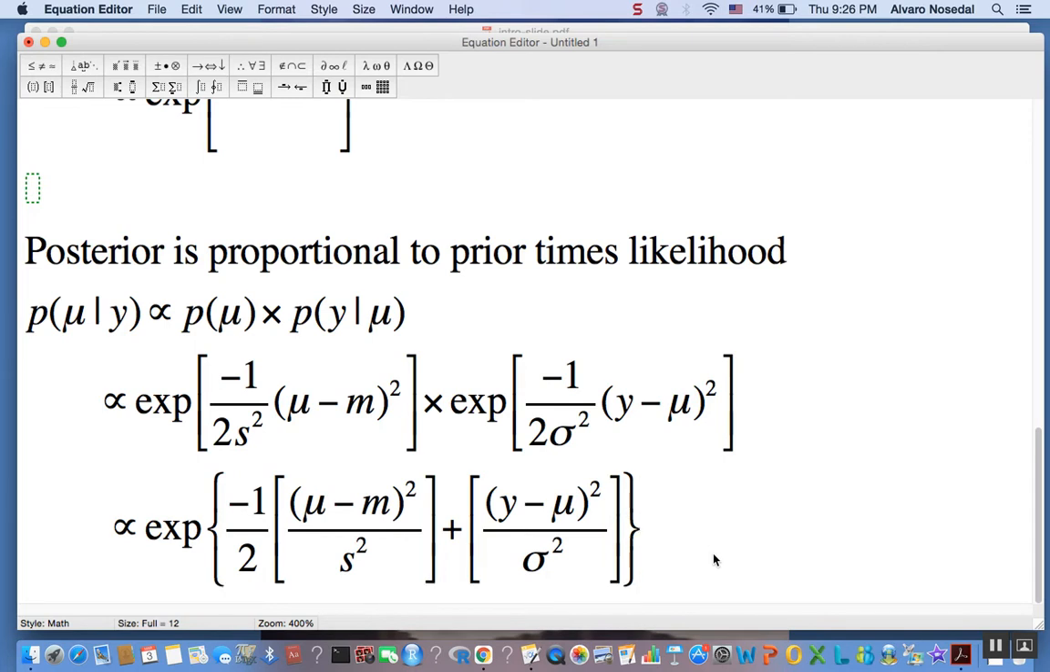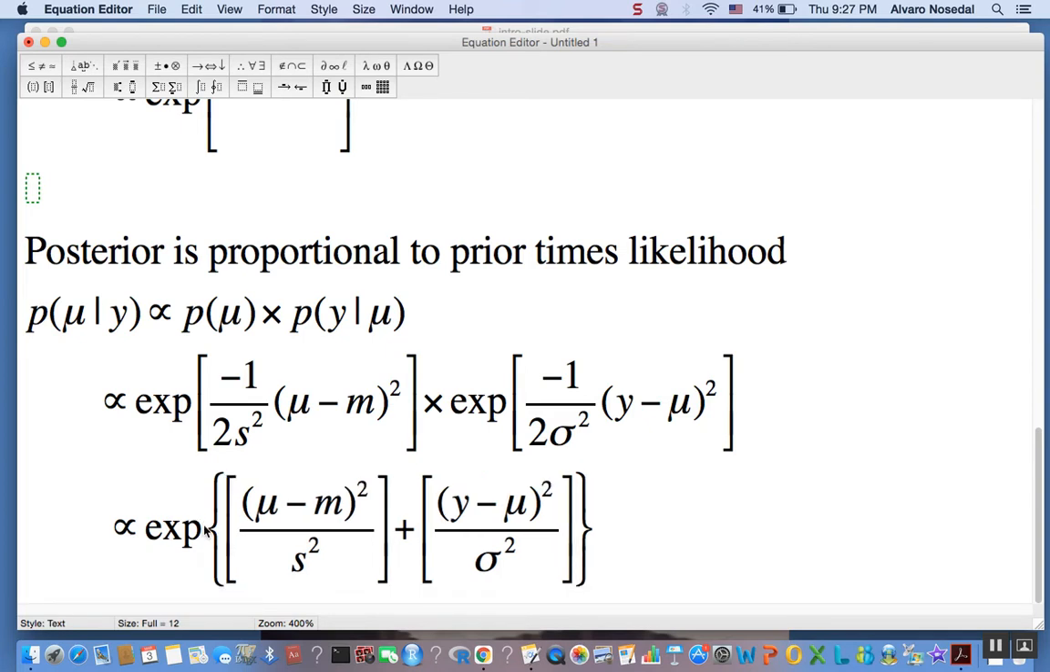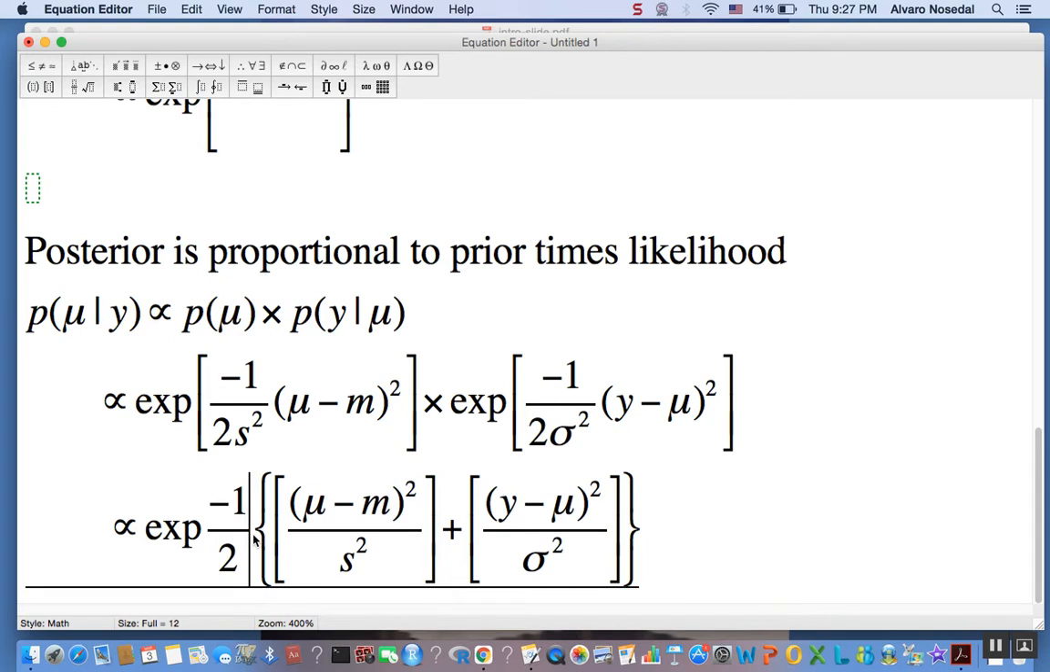Okay. So now I want you just to pay attention to these two guys, right? Let me pull this guy out here, because I want to make sure that you're looking at it like this. It's a common factor, right? This negative 1/2 multiplies this guy and this guy as well.